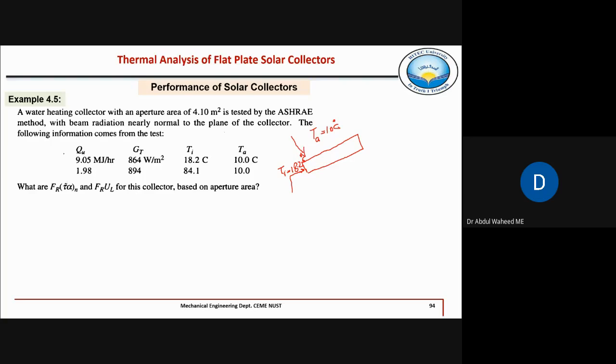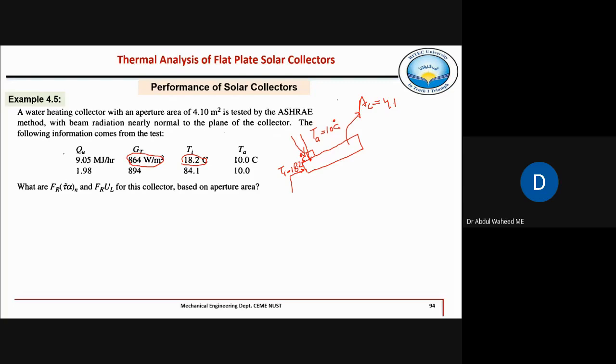And there was solar radiation, which was exactly normal to the surface of this solar collector. The area of this collector is given, total, which area? Aperture area, which is 4.1 meters square. The radiation which was measured for this test when the inlet fluid temperature was 18.2.